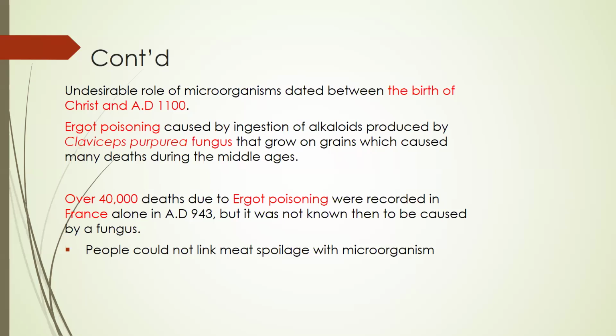Later they discovered that ergot poisoning was caused by ingestion of alkaloids produced by a fungus known as Claviceps purpurea. So this organism, maybe when there was humidity, grew on grains and caused many deaths during the Middle Ages. Over 40,000 people died of this ergot poisoning in France. But it was not known at that time that it was caused by a fungus.